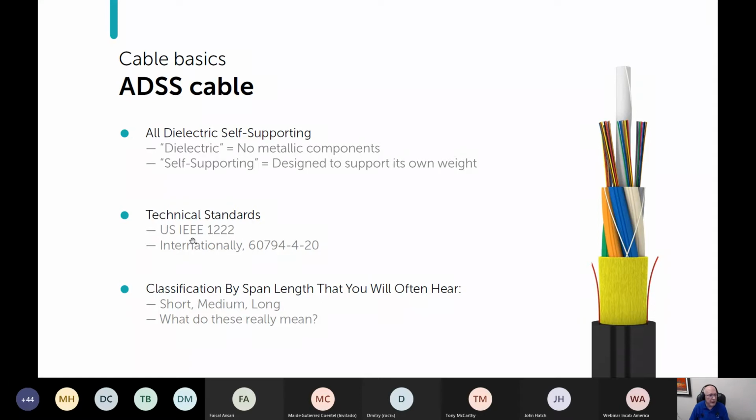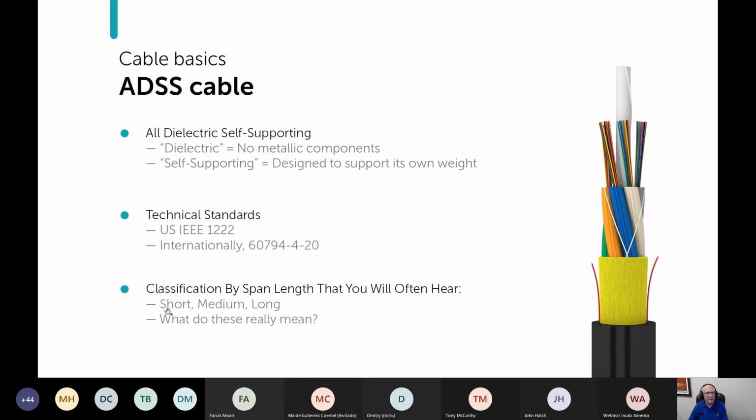The US standard for that is IEEE 1222. The international standard is IEC 60794-4-20. They're pretty similar in their requirements. People in our industry, again, another Mike Riddle pet peeve, often talk about short span ADSS, medium span ADSS, long span ADSS. And I also hate that because that's very vague. What exactly is a short span ADSS? You know, to me, short span is 200 feet, but maybe to you, it's 400 feet.